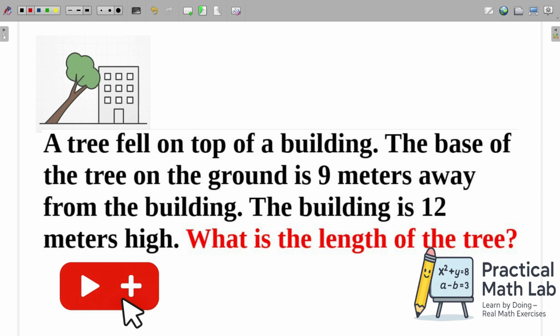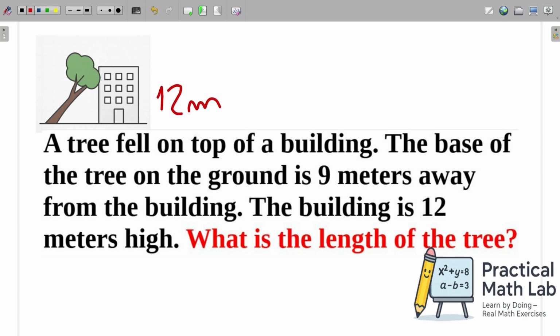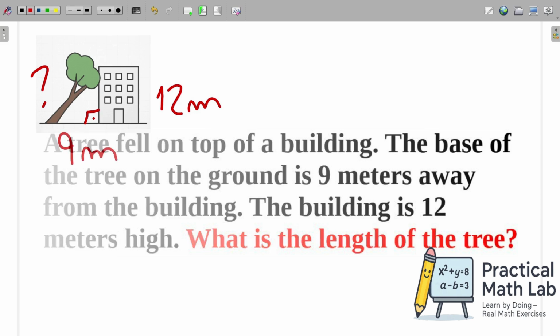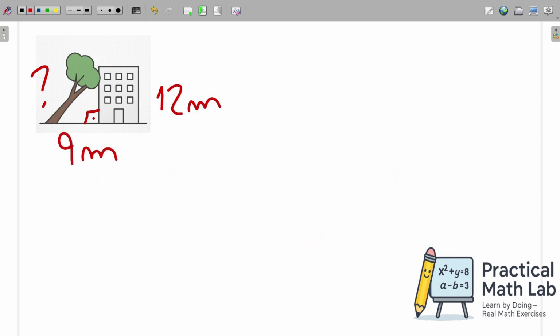A tree fell on top of a building. The base of the tree on the ground is 9 meters away from the building. The building is 12 meters tall. How tall is the tree? Here we can see that a right triangle has formed, and we need to find the value of a. The tree is the hypotenuse.